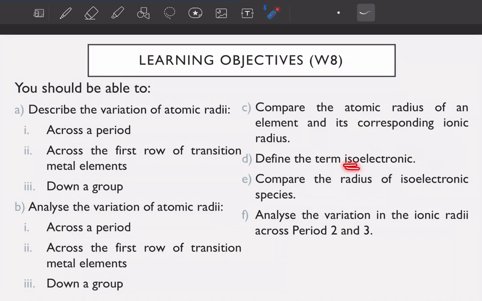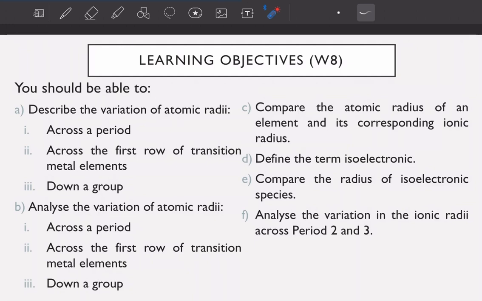Next, you are going to learn a new term called isoelectronic. Iso actually means the same, so the same number of electrons. We are going to compare the radius of your isoelectronic species, meaning species with the same electronic configuration. We want to know how their size is. Because the electronic configuration is the same, will the size be the same? We will find that out and explain how.